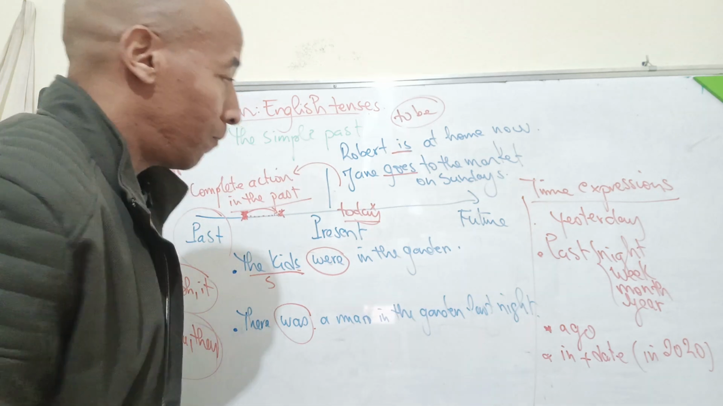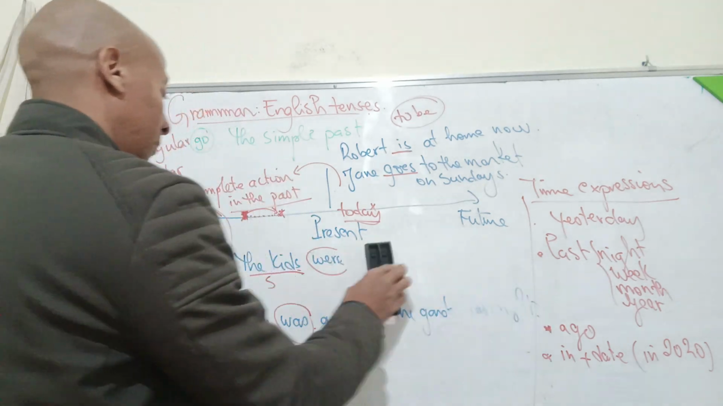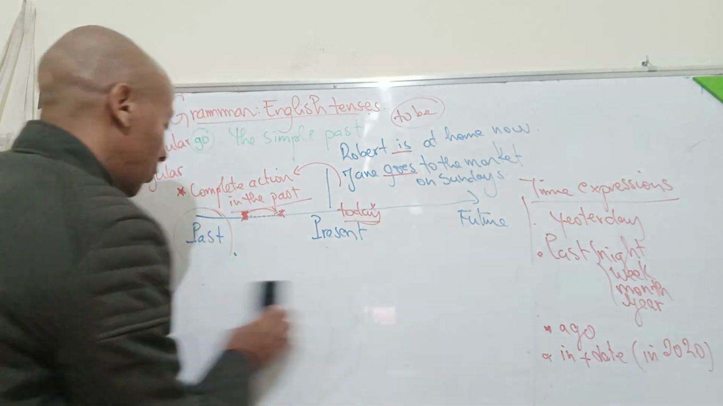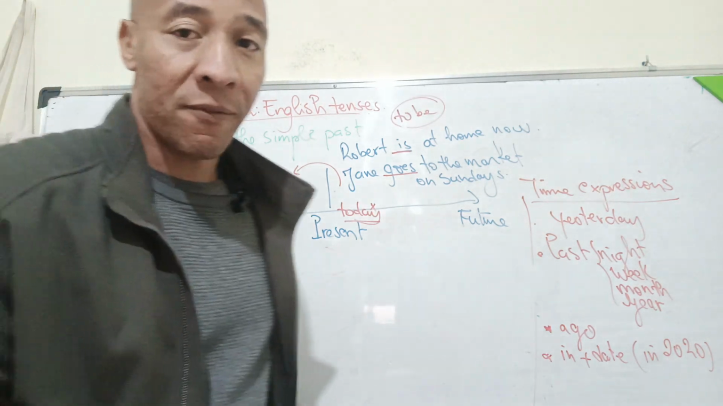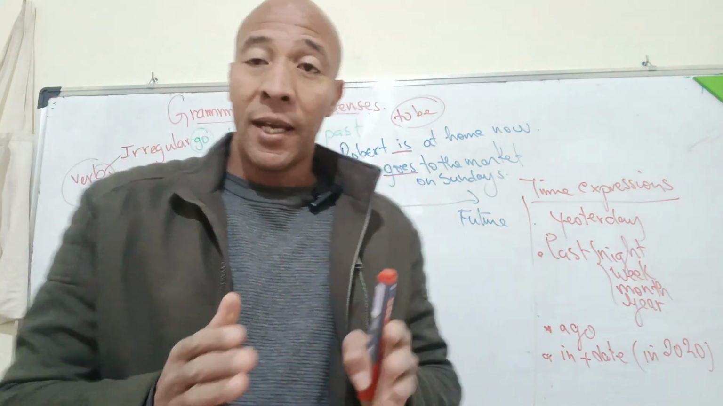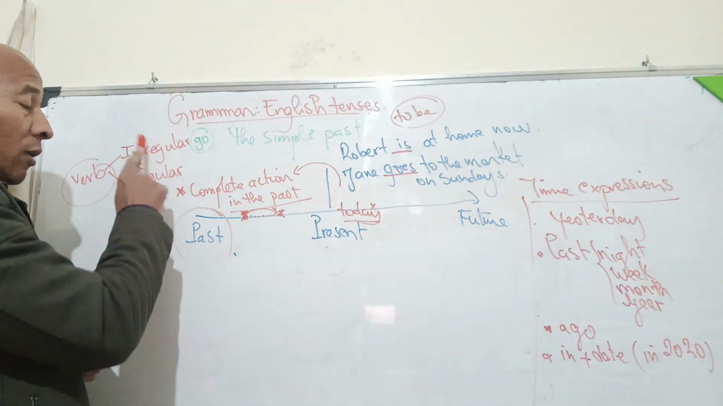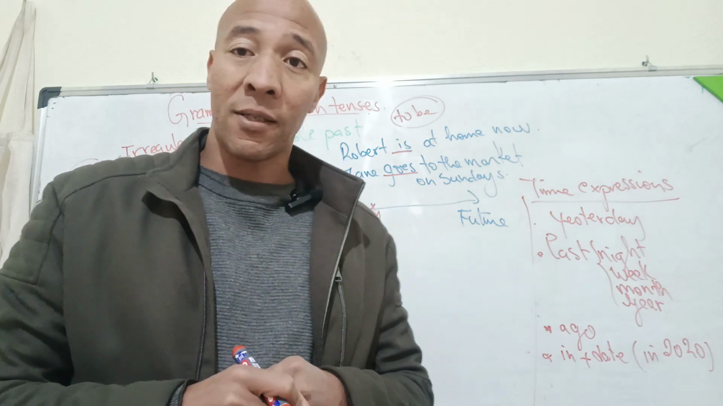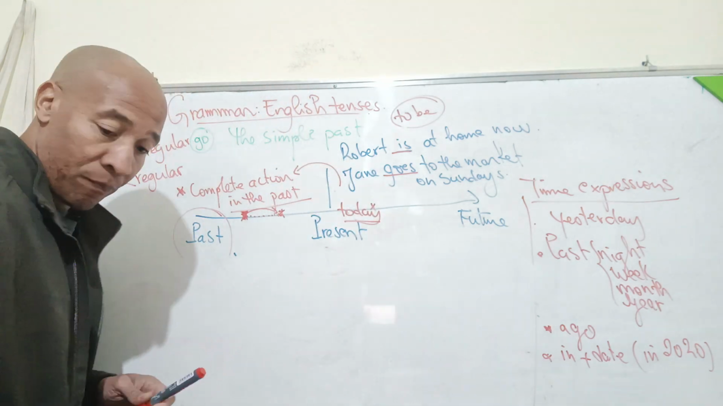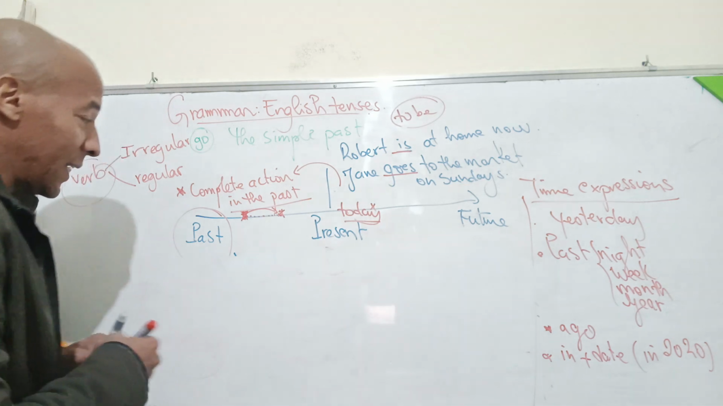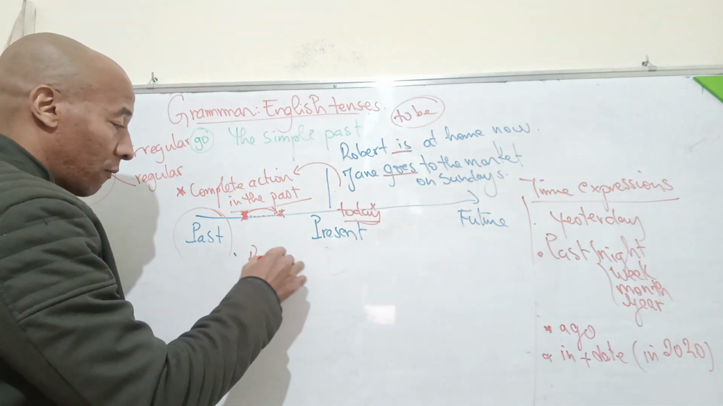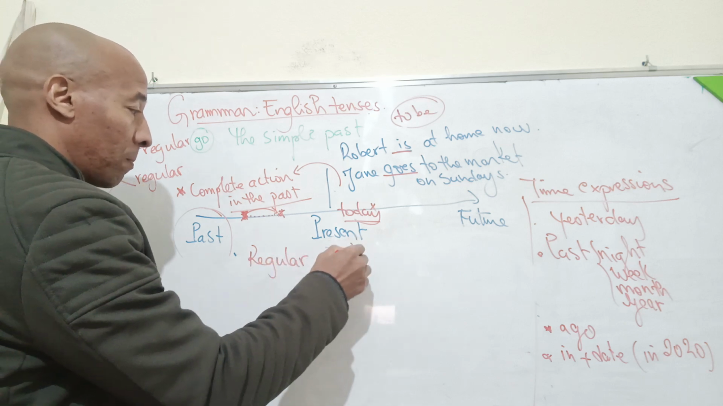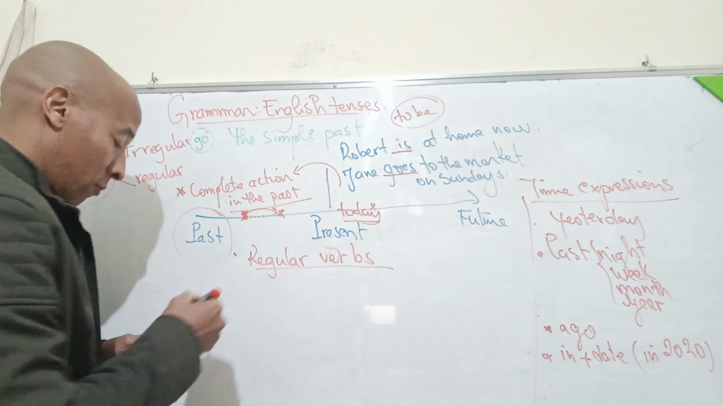Now, let's move on to distinguish between the two types of verbs we have. We say that we have regular and irregular verbs. So how do we deal with those verbs in the past? It's very simple. So for regular verbs, that's so simple, right?